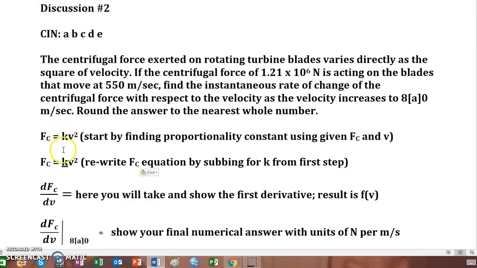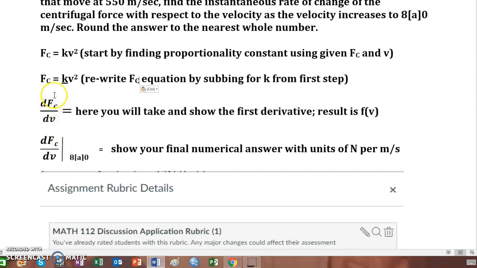Once you solve for k, in the next step, what I want you to do is simply write centrifugal force is equal to whatever this constant happens to be from your first step times v squared. So you'll have F of c equals some numerical value times v squared. The next step here will be your first calculus step. So this is a function, centrifugal force is a function of velocity.